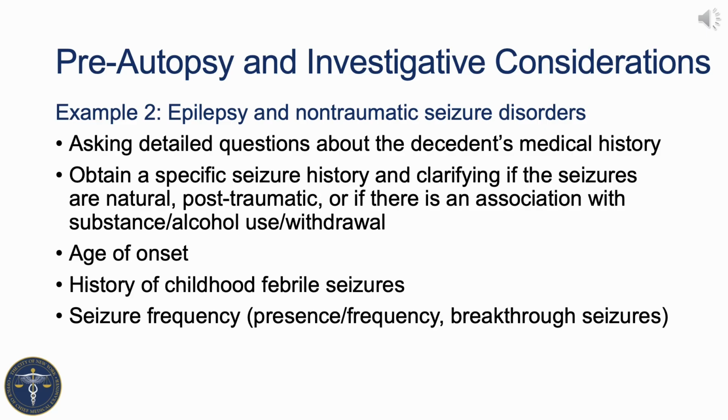The second example for pre-autopsy and investigative considerations is epilepsy and non-traumatic seizure disorders. In these cases, it's important not only to ask detailed questions about the decedent's medical history, but to obtain a specific seizure history. In addition, it is important to clarify that the seizures are natural as opposed to post-traumatic, and to determine if there's any association with substance use, alcohol use, or substance withdrawal or alcohol withdrawal.